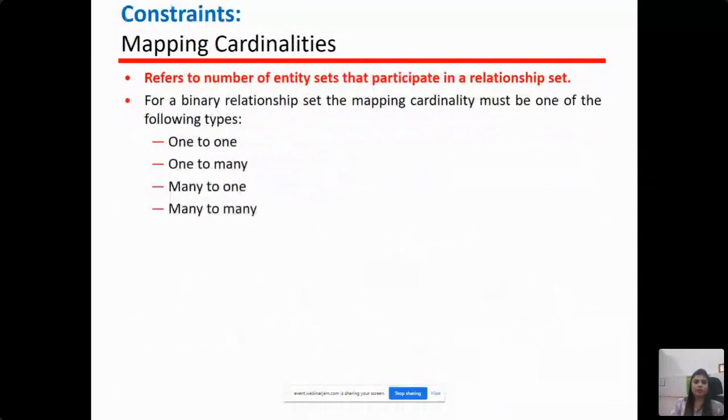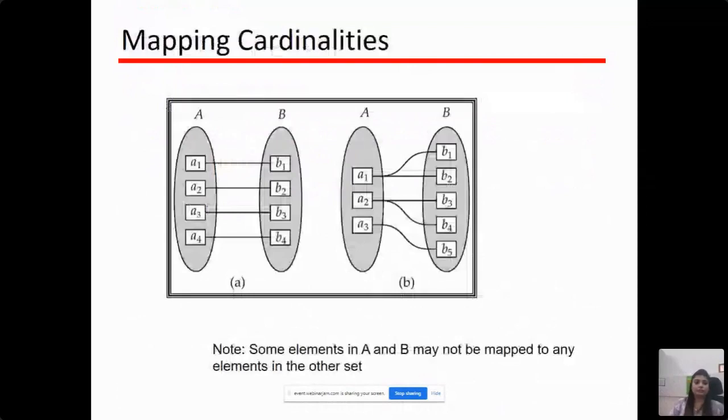So first of all, the following types of cardinalities are there. First one is one-to-one, one-to-many, many-to-one, and many-to-many. In one-to-one, A is an entity, B is an entity. So A is related to B one-to-one. That means one student is enrolled in one course only. So this is a one-to-one relationship, or a student is currently working on one project only.